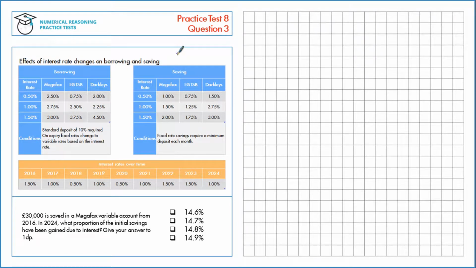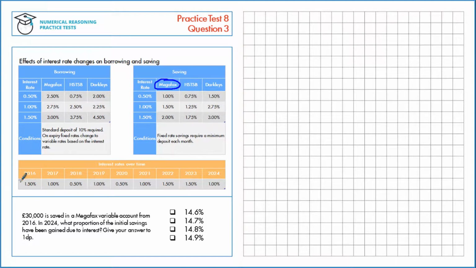£30,000 is saved in a Megafax variable account from 2016. In 2024, what proportion of the initial savings have been gained due to interest? Give your answer to one decimal place. So we're looking at a Megafax variable account here, and its savings. So we're looking at this column here.